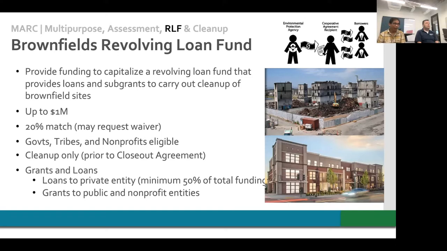EPA really likes loans, but if you have to subgrant, you can subgrant up to 50%. Now, there used to be a match of 30%, but this year it is waived. So you don't have to have a match if you apply and receive it this year.